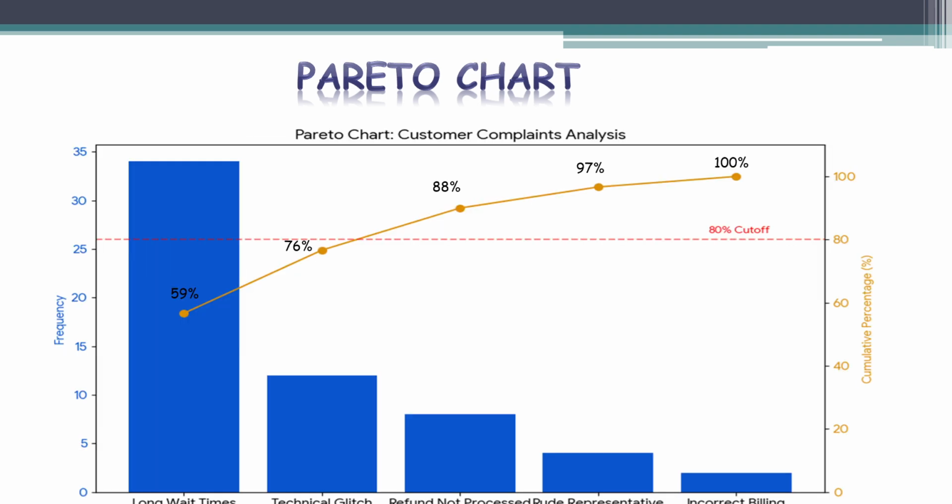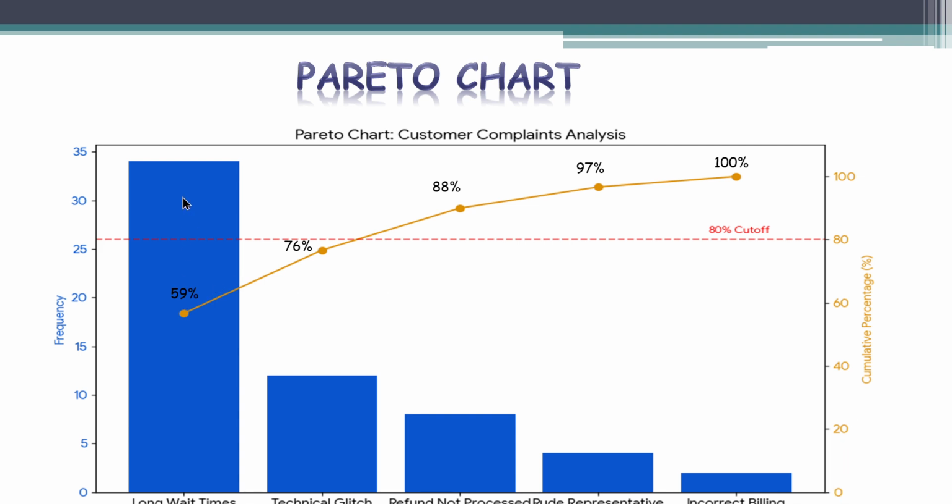To create a Pareto chart, we need to understand its 3 main parts, that is axes, bar chart and line chart. The x-axis shows the problems or complaints. You see there are 2 y-axes, one on the right and one on the left. The left y-axis measures the frequency of occurrence, that is cost or time, etc. And the right y-axis measures the cumulative percentage of the total, ranging from 0 to 100.